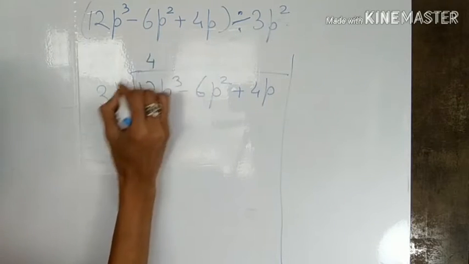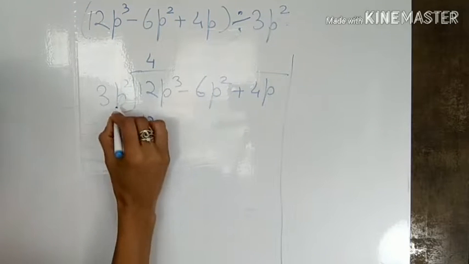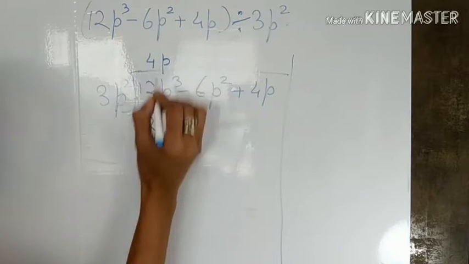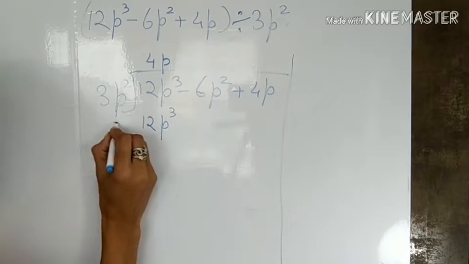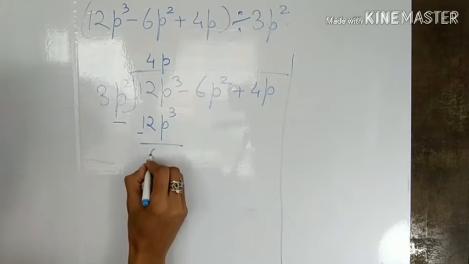I multiply 3 with 4 so that I get 12. I need p cube, so I'll multiply with a p. That gives me p cube. Signs change. You get the remainder as 0.